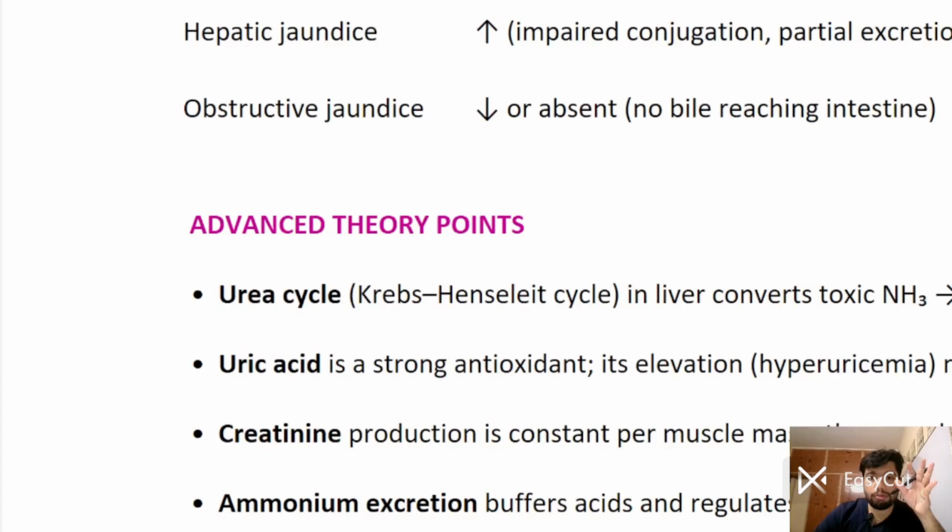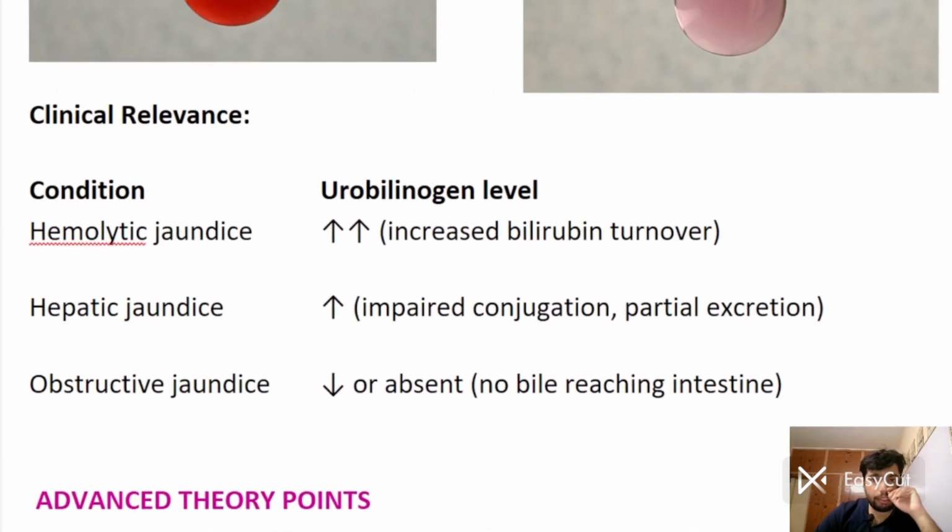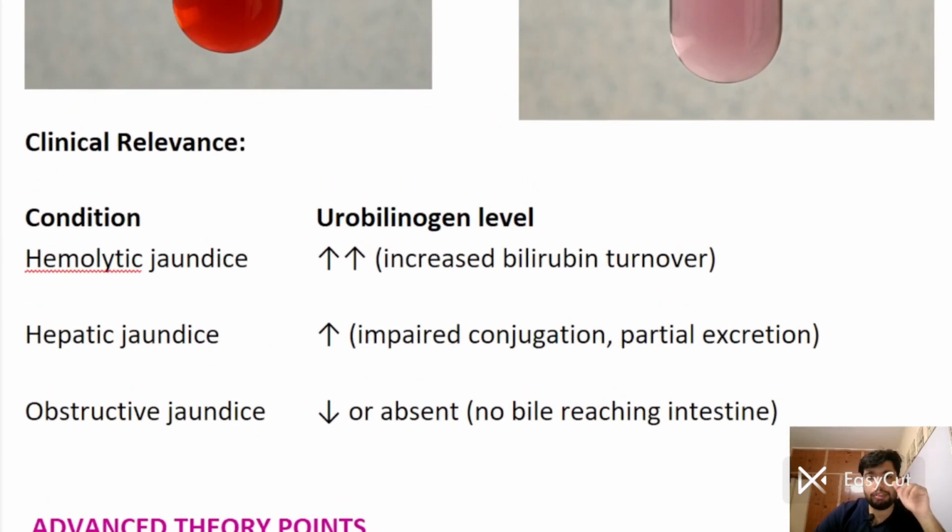So in hemolytic jaundice, urobilinogen is increased due to increased bilirubin turnover. In hepatic jaundice, which is a problem in the liver, there is impaired conjugation and partial excretion, so urobilinogen is also increased. But in obstructive jaundice, it is absent, because no bile is reaching the intestine due to the obstruction.